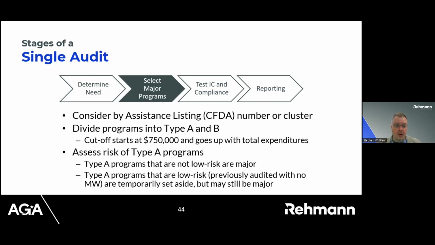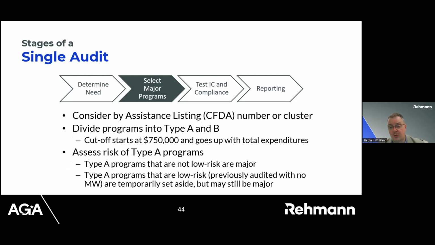Now, the auditor is going to group your grants by assistance listing number. It's just a code that the feds attached to it. We used to call it CFDA. Now it's called assistance listing number. It's the same thing. The auditors are going to then group your programs into 2 camps, Camp Big and Camp Little. We call them Type A programs and Type B programs. That cutoff starts at $750,000 for most of us, and then it can go up for really large CFAs.